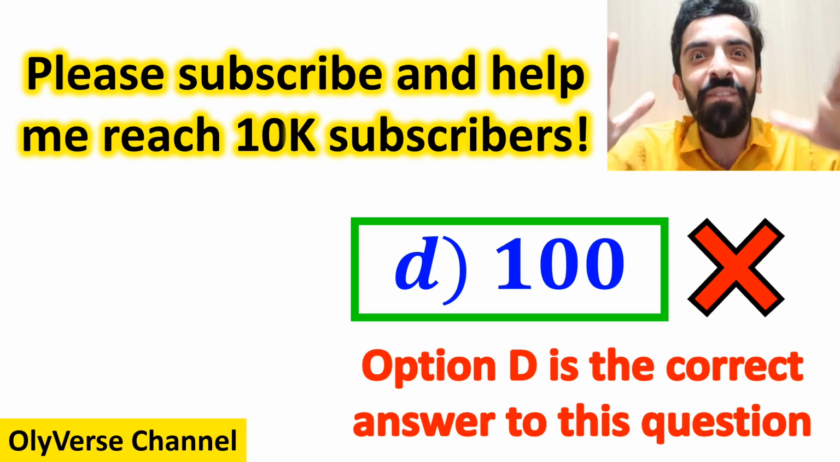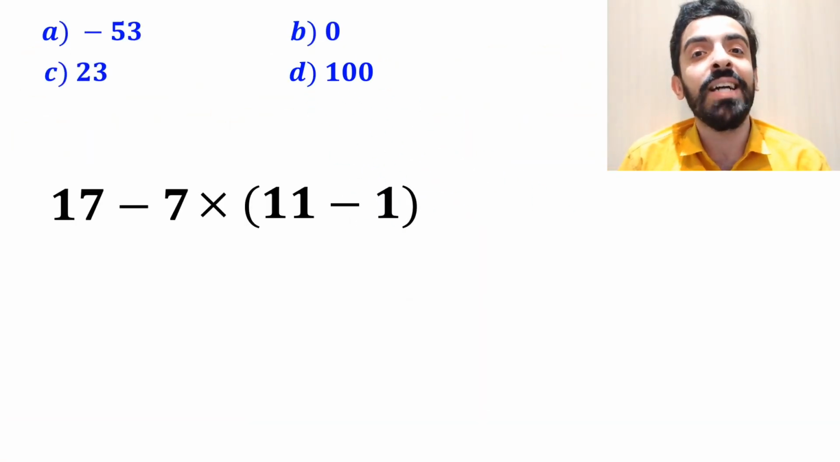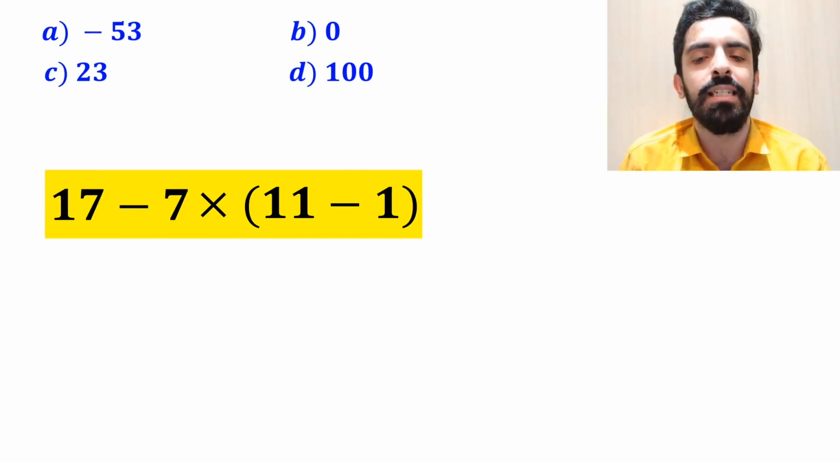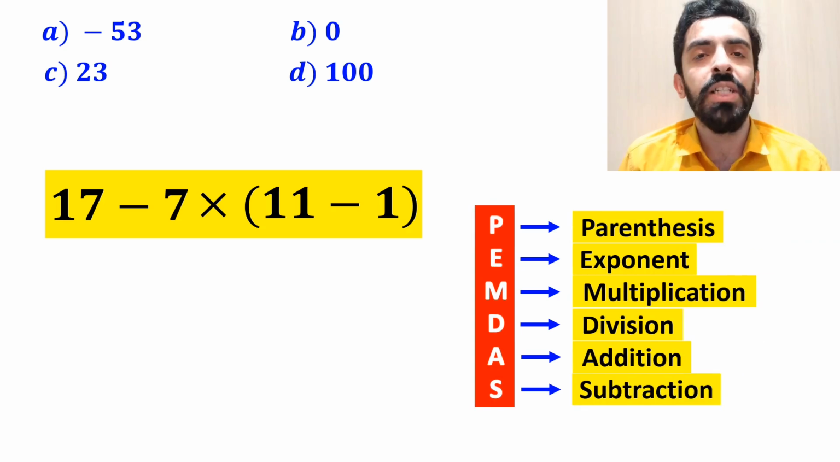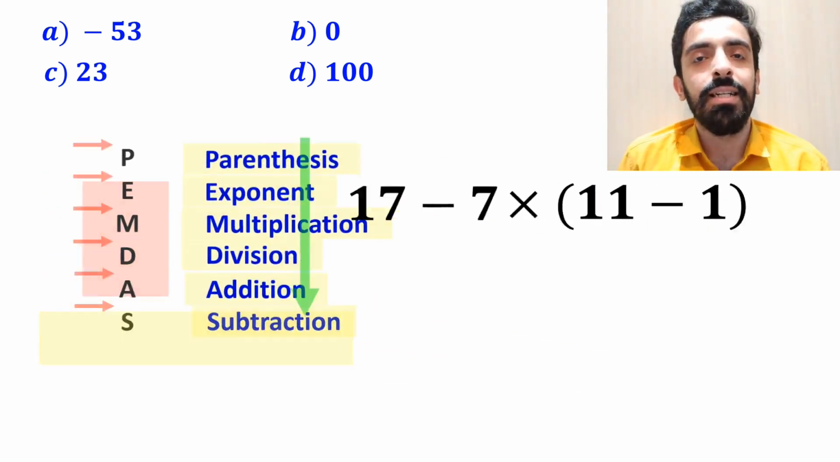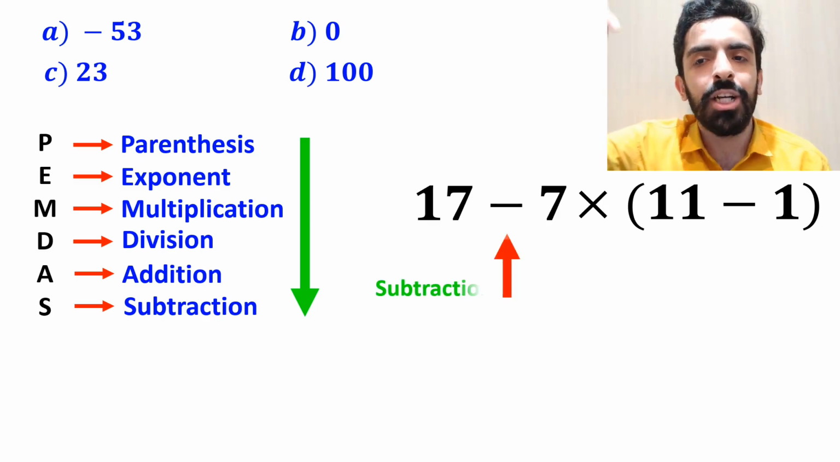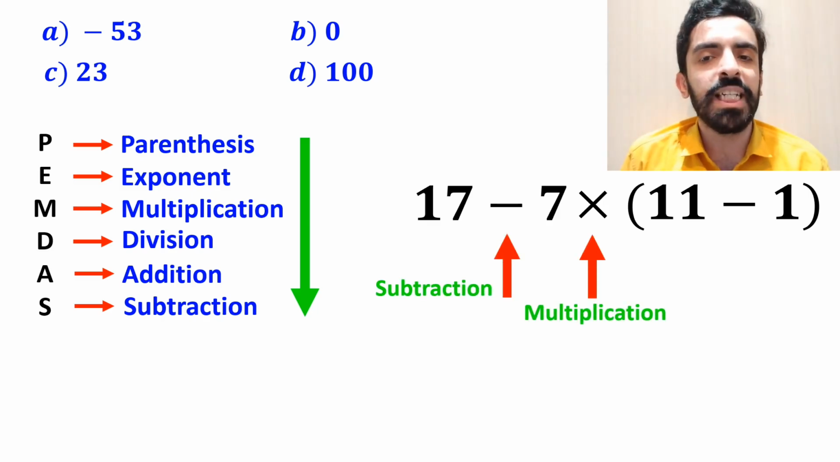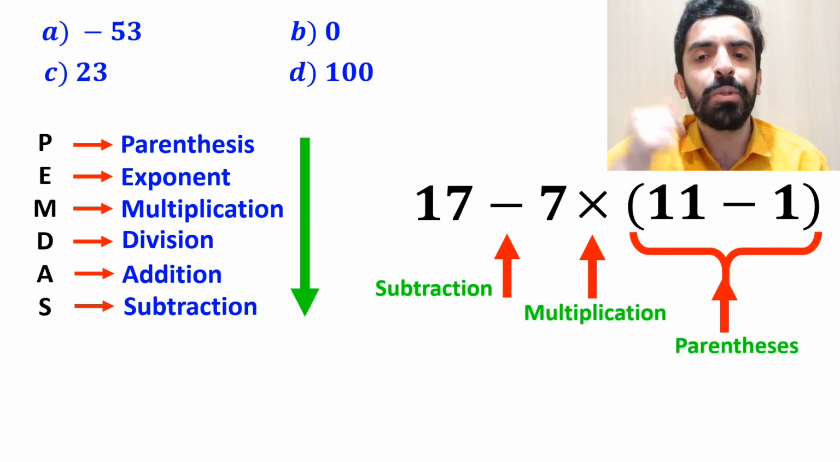However, that's definitely wrong. Alright, now let me walk you through step by step how to solve this expression properly. To solve this question, we need to follow a rule that is called PEMDAS. PEMDAS shows us the priority of the order of operations. Okay, as you can see in the image, in this expression, first we have a subtraction sign, then a multiplication sign, and finally parentheses.